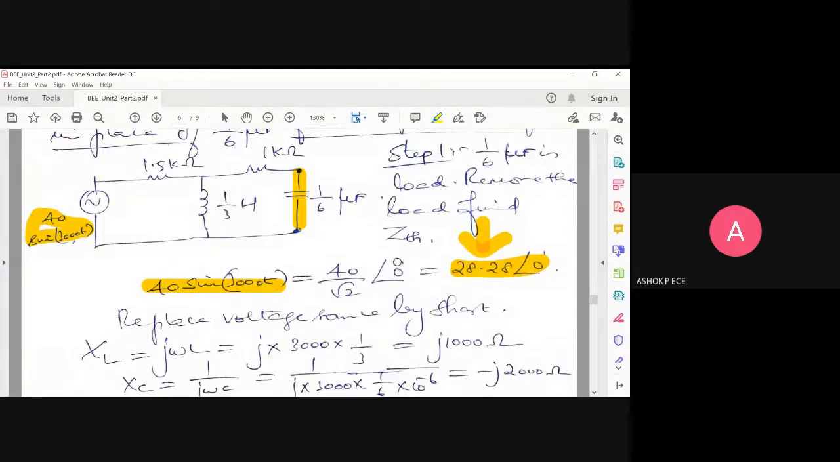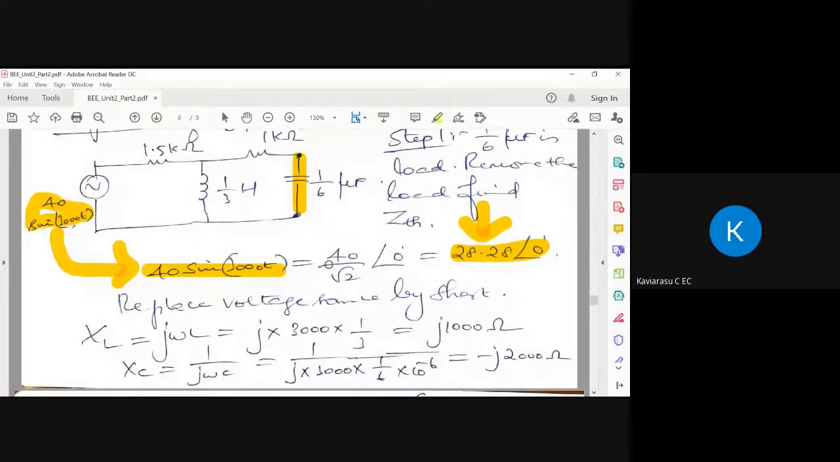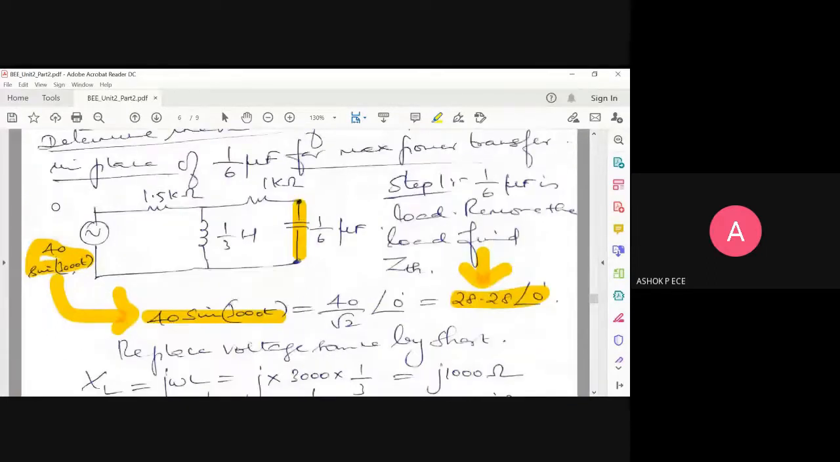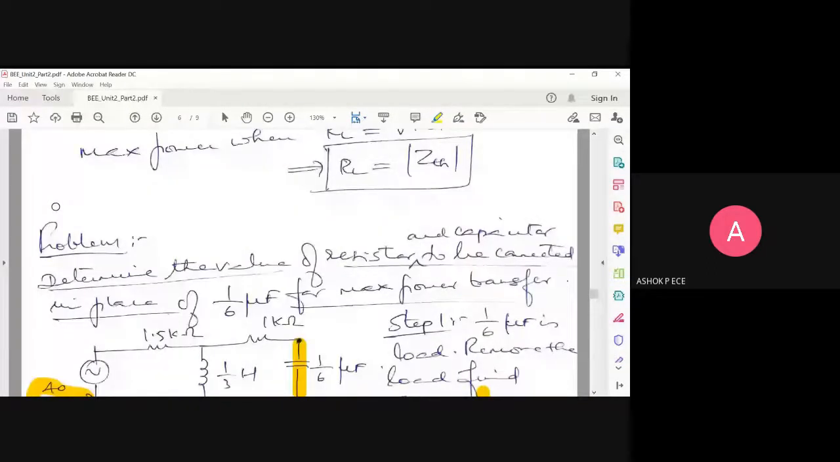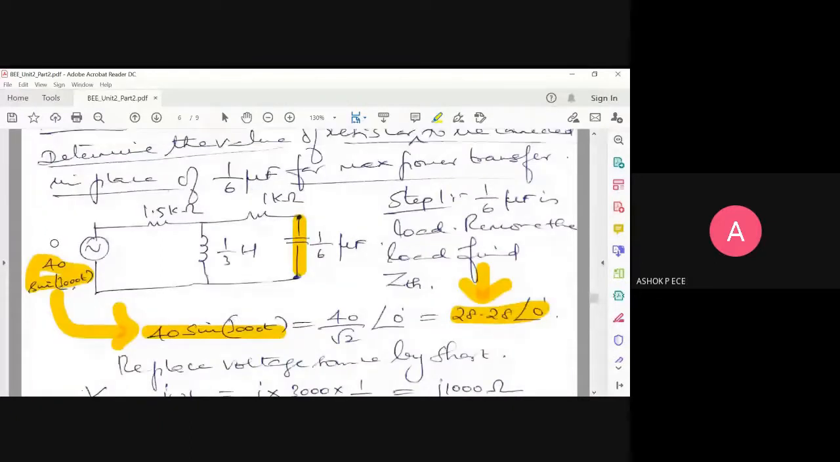Any doubts in the first step, converting the voltage source into polar format? You are clear with this conversion? If you don't convert, you cannot solve this problem. Sir, can you explain it again, sir? See, so far in all the problems we have seen, the voltage source was given in polar format directly, so we used that directly, no problem.